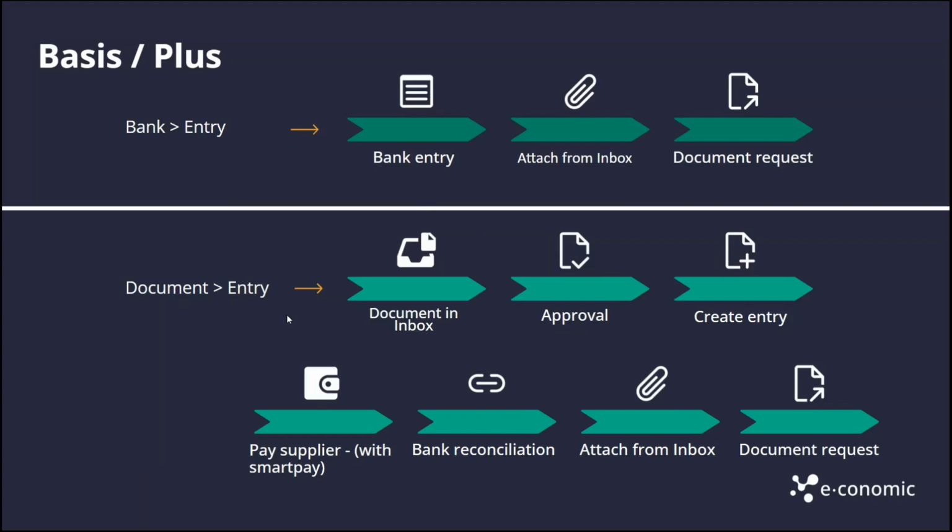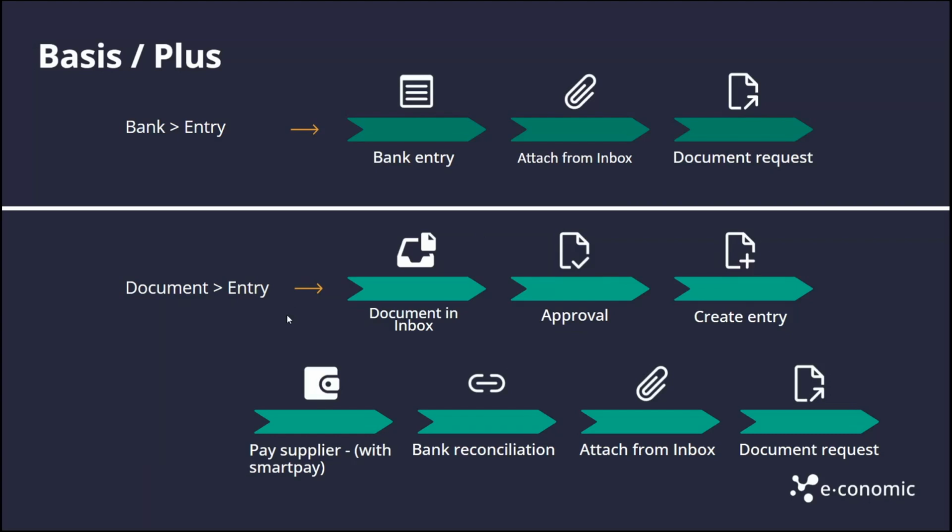This flow takes its starting point in the inbox. That is the place where we can upload our documents, which is explained in the video that I mentioned just before in the beginning. When your documents are uploaded, you have the opportunity to send them to approval if you want to. Then you can create an entry and send it to the journal. If we're speaking of supplier invoices, you must pay them at one point, and for that you can use SmartPay. SmartPay has its own course, therefore I won't go into that in this course.